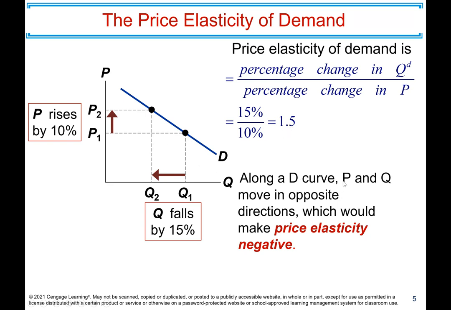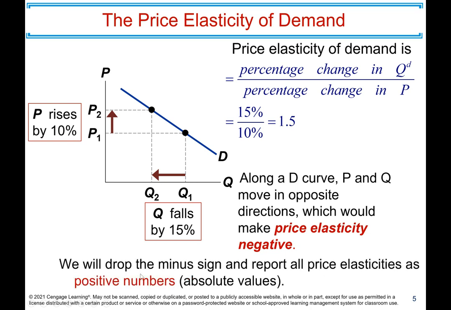Along a demand curve, price and quantity move in opposite directions, which would make price elasticity a negative number. We will drop the minus sign and report all price elasticities as positive numbers, in other words, absolute values.